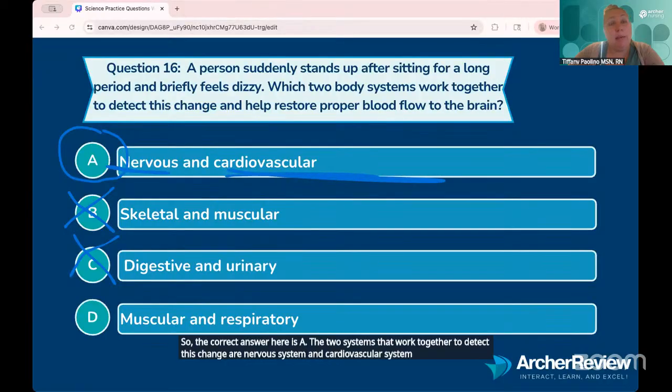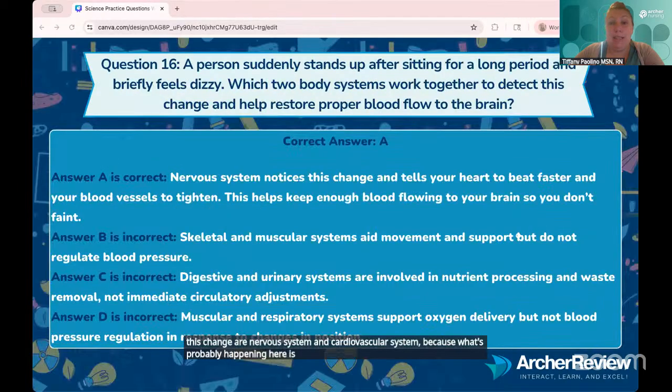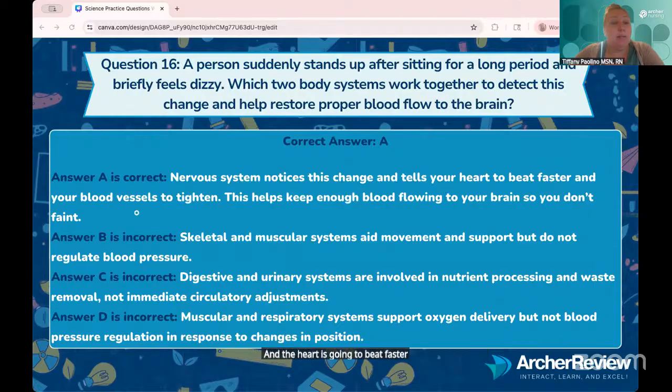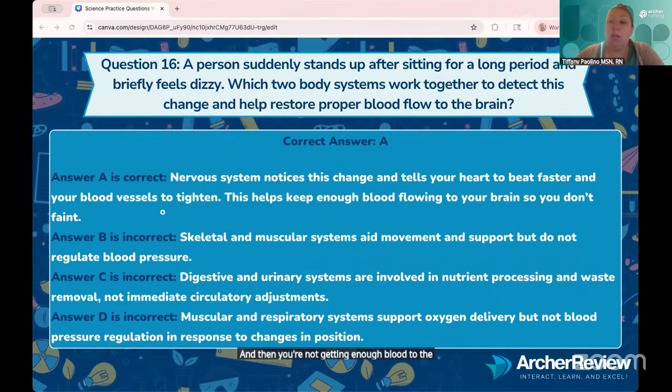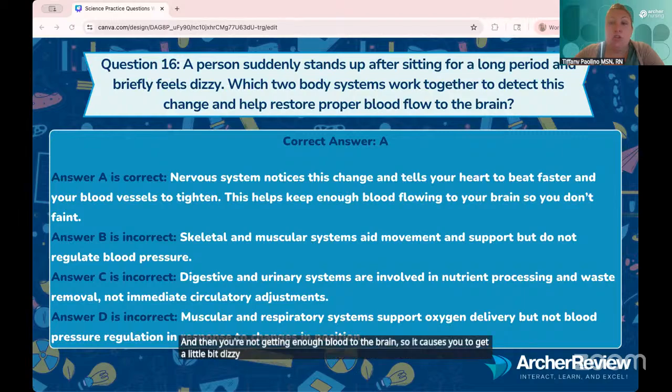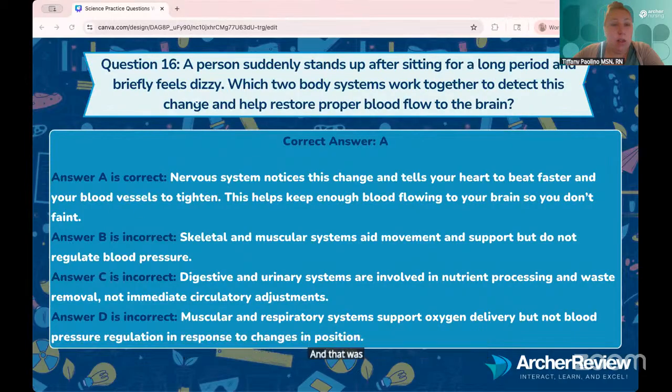Because what's probably happening here is their blood pressure might be going down and the heart is going to beat faster. And then what ends up happening is the blood vessels constrict or tighten, and then you're not getting enough blood to the brain, so it causes you to get a little bit dizzy. So remember, the nervous system is the primary responder here. And that was pretty relevant with feeling dizzy.